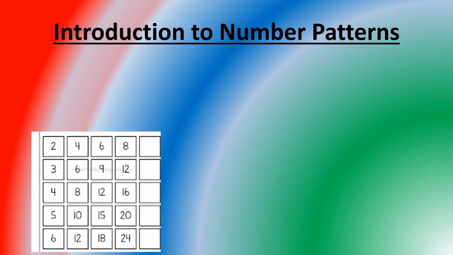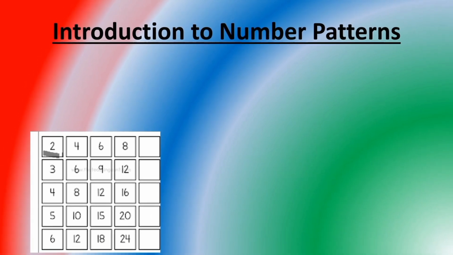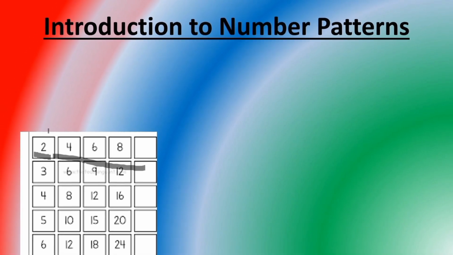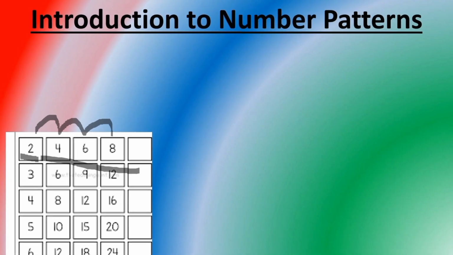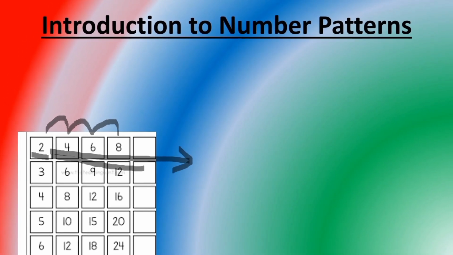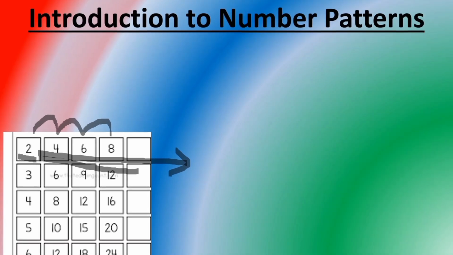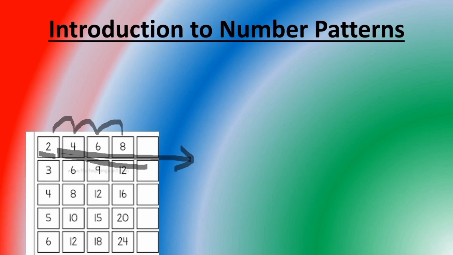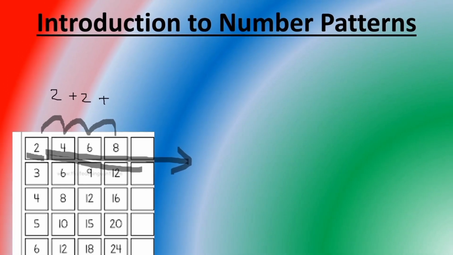Introduction to number patterns. So we can see here in the first row 2, 4, 6, 8, and the second row is 3, 6, 9. So in the first row what is happening? 2, 4, 6 and 8. So this is the table of 2, right? The numbers are increasing by 2. 2 plus 2, 4 plus 2, 6 plus 2. That is what is happening in this first row, right?